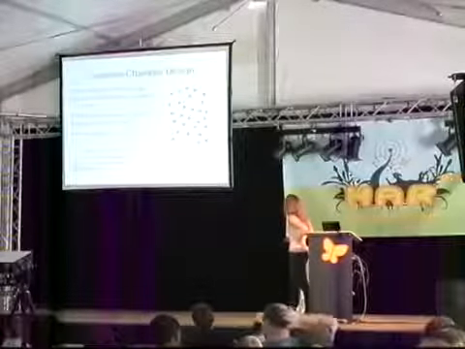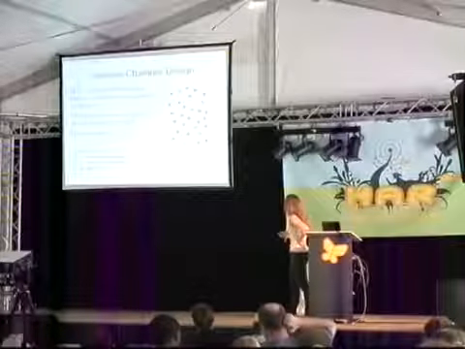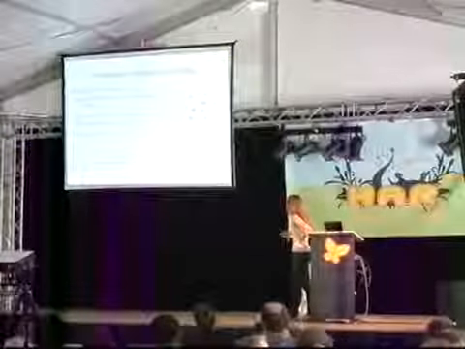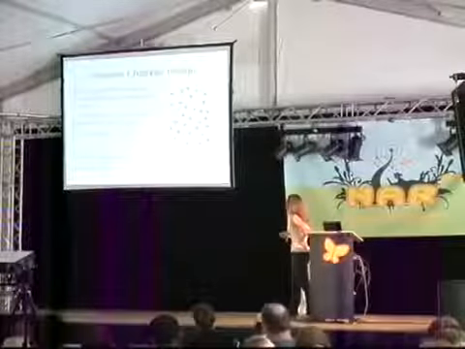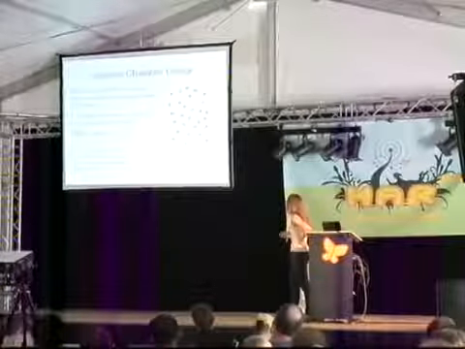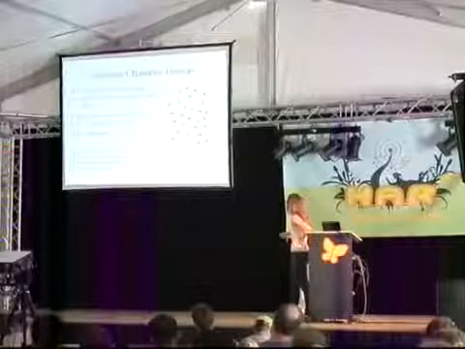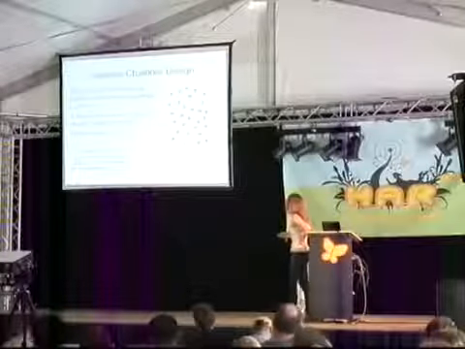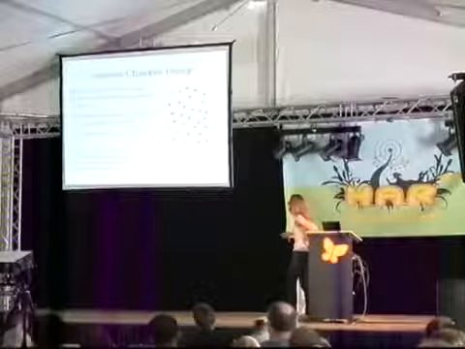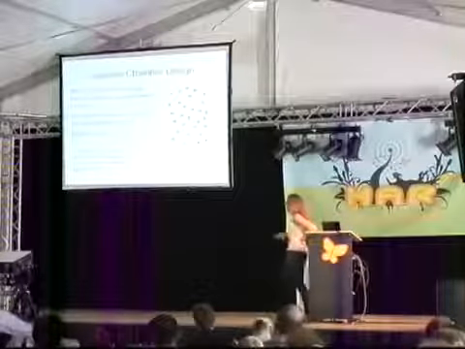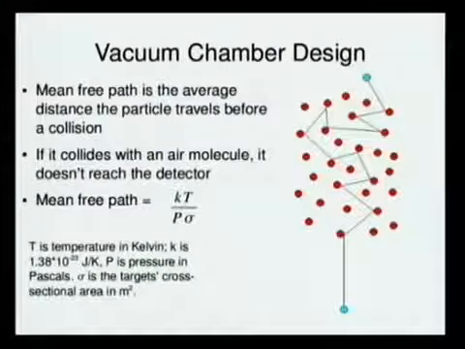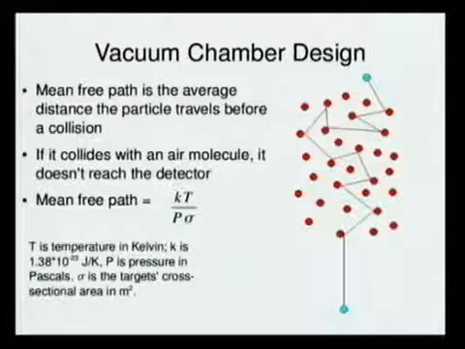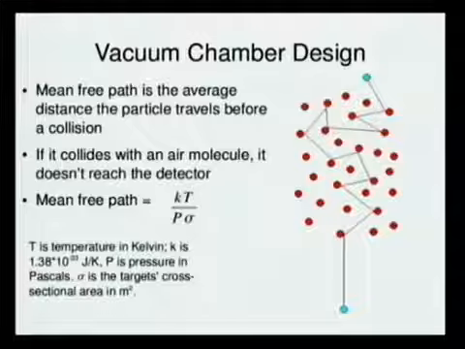Now, there's a pretty straightforward equation for mean free path: kT over p sigma, where T is temperature in Kelvin, k is Boltzmann's constant in joules per Kelvin, p is the pressure in pascals, and sigma is the target's cross-sectional area in square meters. Basically, you have your atom. It kind of looks like this. What is the 2D projection of cross-section?